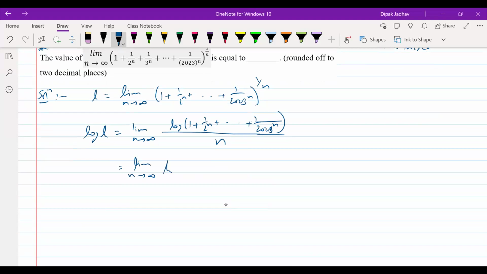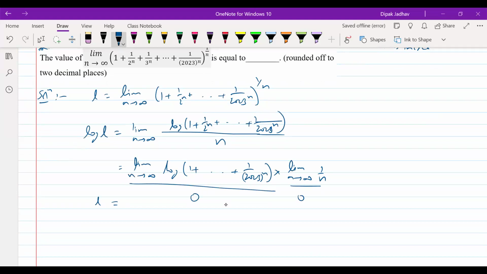So you break this into limit n tends to infinity of 1 by n, times the other limit. So this limit is 0 and this limit is also 0. So log L is equal to 0. So L is e raised to 0. That's 1. Correct. Is it okay?